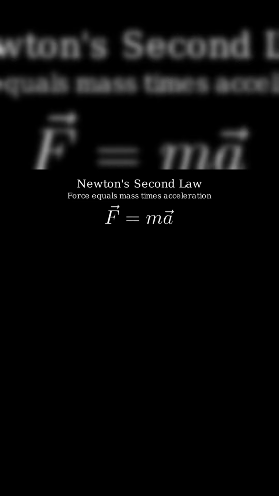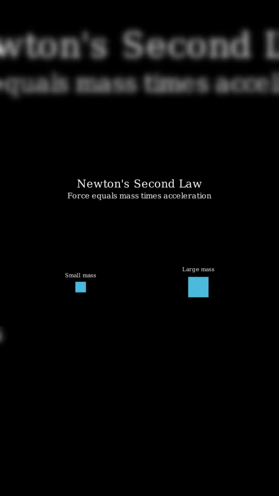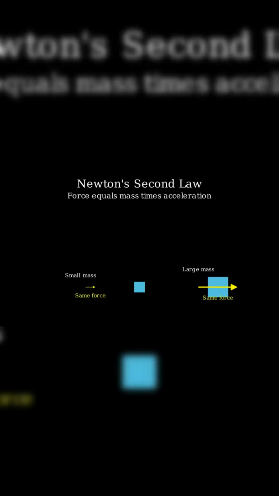mass. Let's apply the same force to two different objects, a small mass and a large mass. The small mass accelerates more quickly, while the large mass moves more slowly. This is why pushing a shopping cart is easier than pushing a car with the same force.